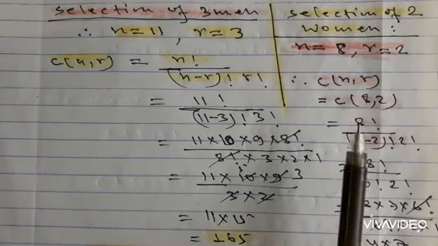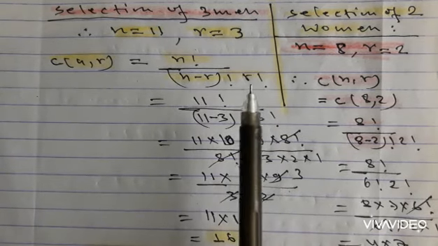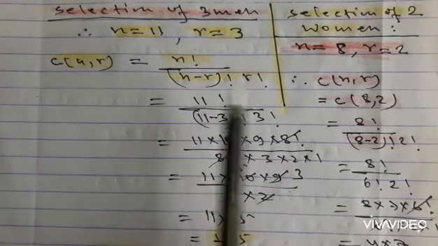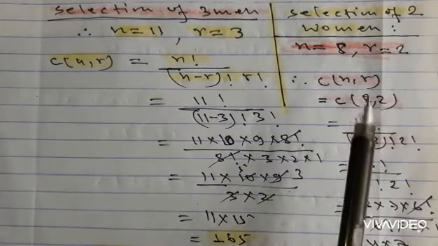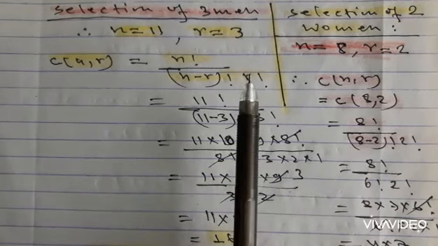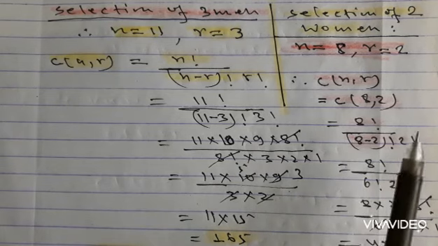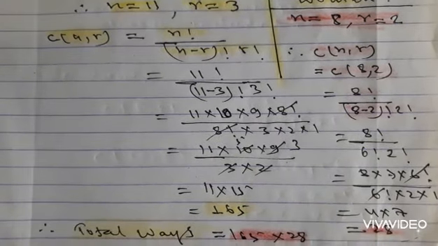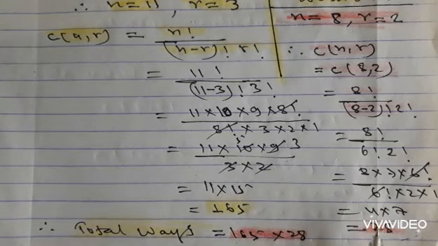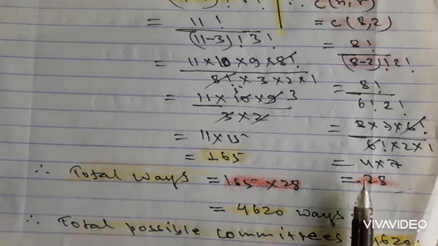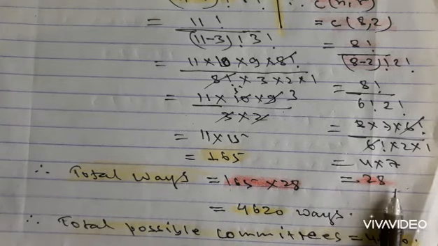According to the formula, nCr is equal to n factorial by (n minus r) factorial into r factorial. So after putting the value of n, 8, and r, 2, we get n factorial means 8 factorial, n minus r means (8 minus 2) factorial, and r factorial means 2 factorial. The value of r is 2. So 8 factorial by (8 minus 2), 6 factorial into 2 factorial. So after calculation, we get total 28 ways. So according to the question, 2 women from 8 women can be selected in 28 ways.